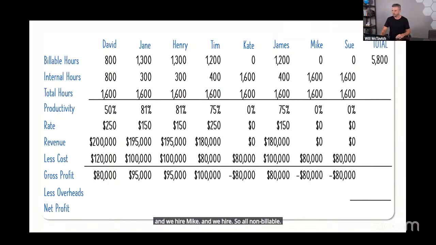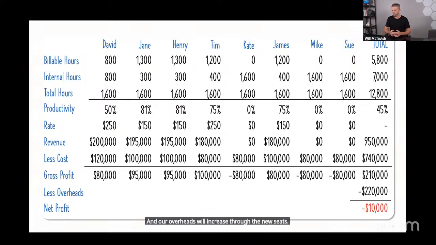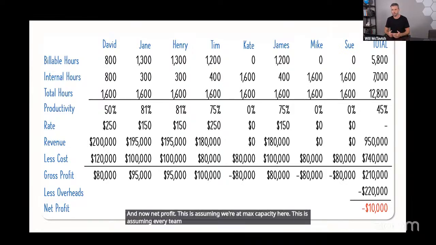So what we get in effect is our 45% is our new productivity, right? When we start adding these costs in, our overheads will increase through the new seats, and now net profit, this is assuming we're at max capacity here. This is assuming every team member is completely booked up at their target capacity. We're now in a situation where our firm's stuck. We don't have the cash flow to hire a new team member to increase capacity to bring on more clients. And this is where the firm will find itself stuck.